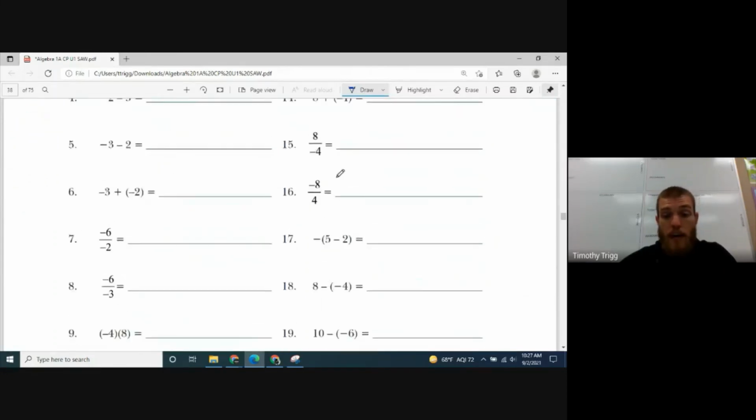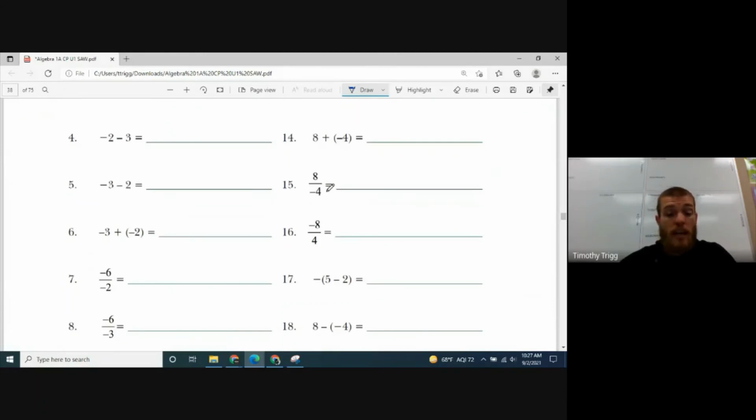Same idea with dividing. So when you see division, a negative and a positive makes a negative. So 8 divided by negative 4, 8 divided by 4 is 2, but it's going to be negative because a positive and a negative, when multiplying or dividing, gives you a negative. So if they're different signs, that's going to be negative. So this is the same thing here.